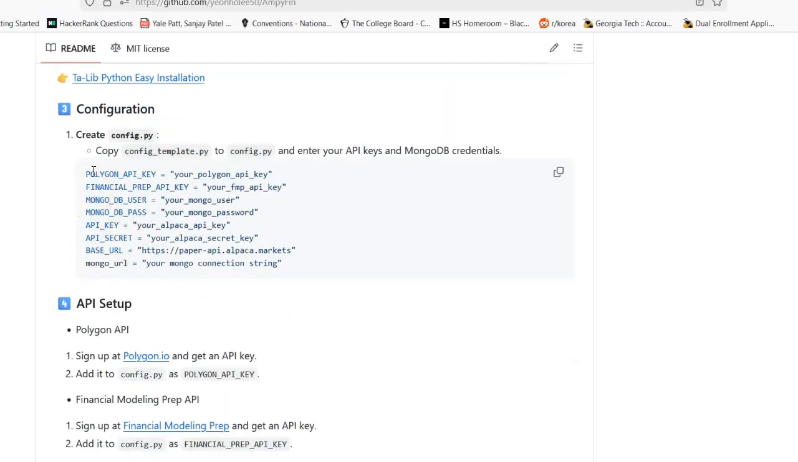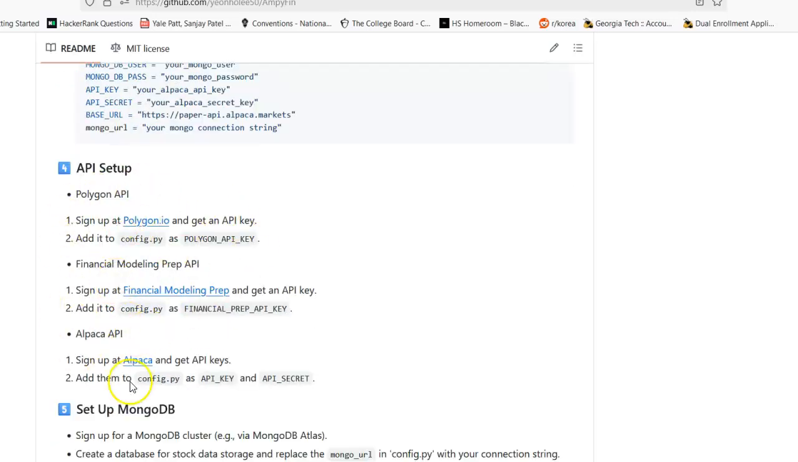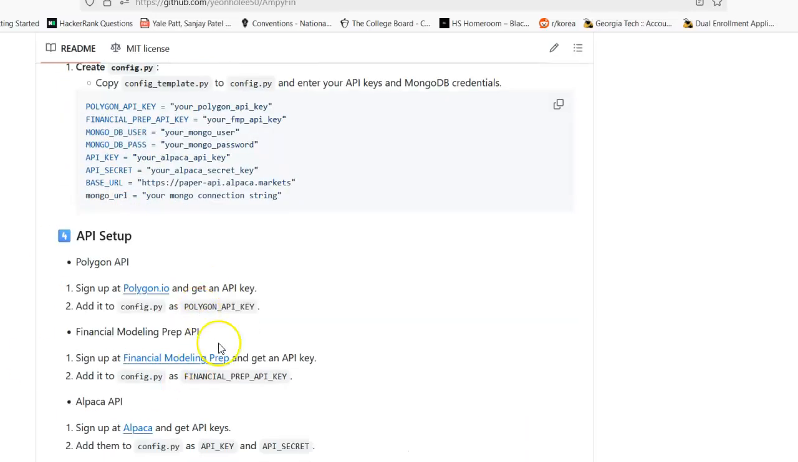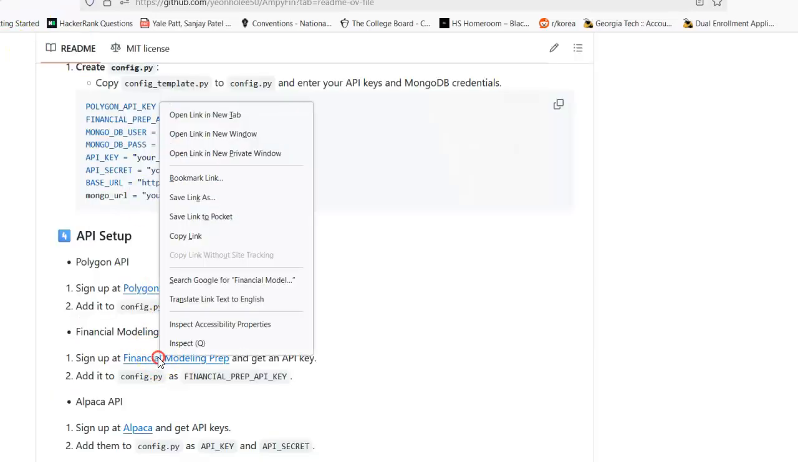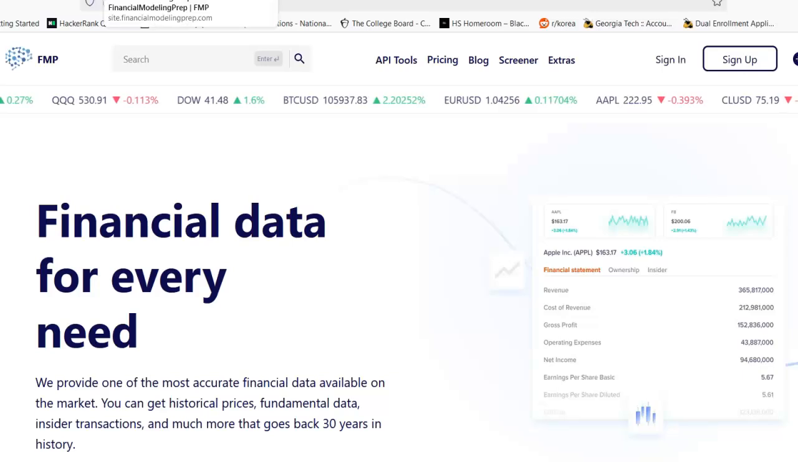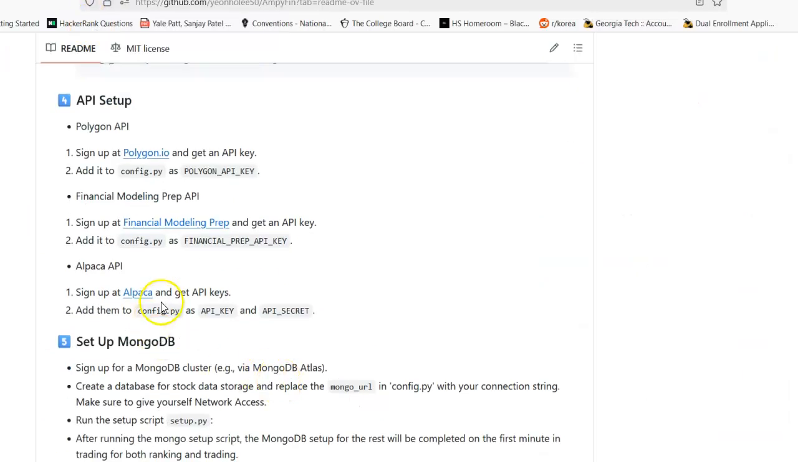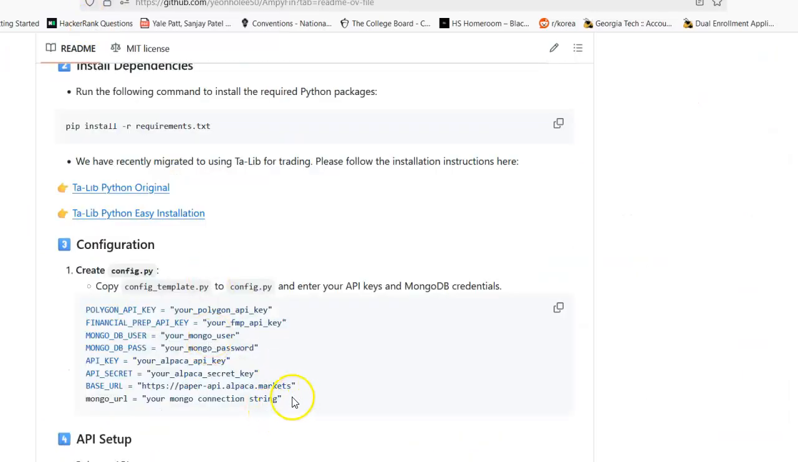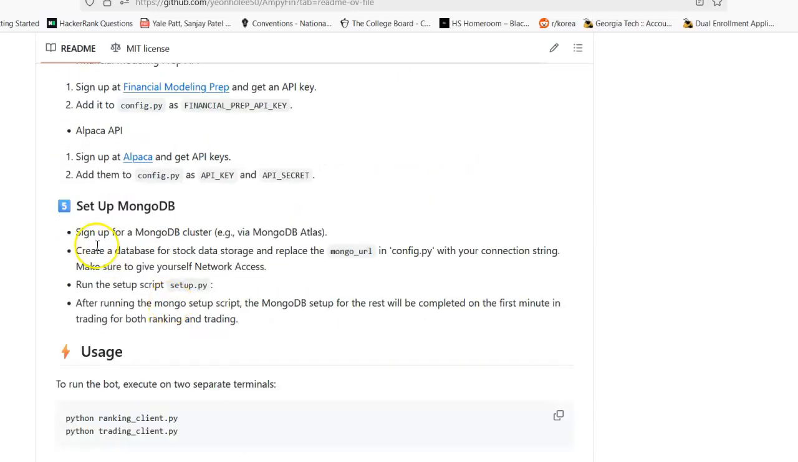After that, you set up your config.py. You have to sign up for different APIs: Polygon.io, Financial Prep, Alpaca, as well as your Mongo, and then you just have to add them to config.py. After you add the Mongo URL, make sure to give yourself network access, by the way. So make sure you have network access.